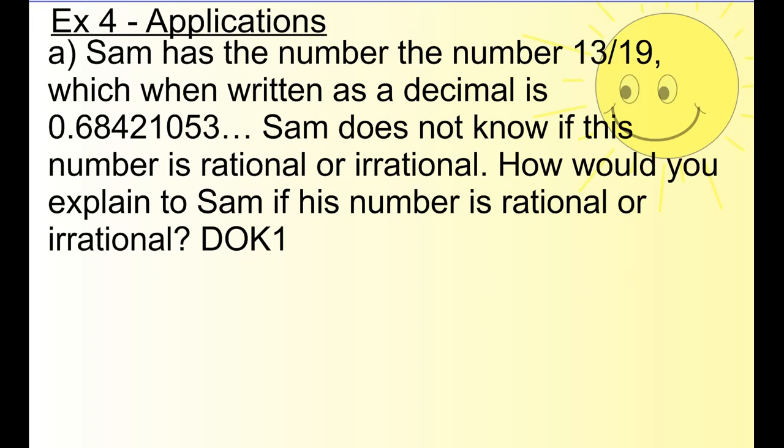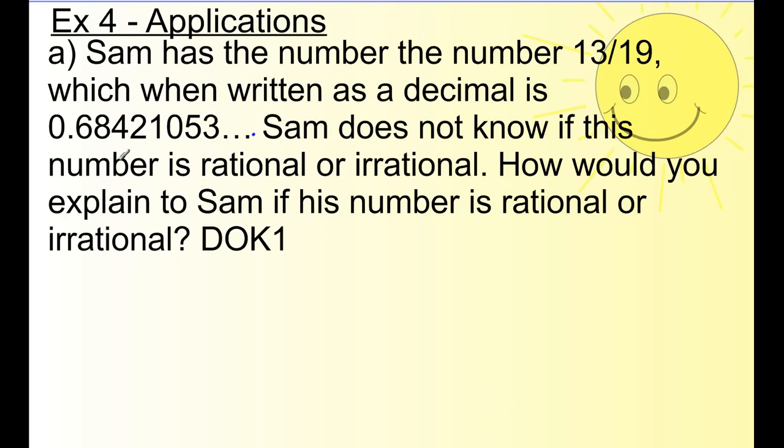Sam has the number 13/19, which when written as a decimal is that big ugly thing. Okay? Sam does not know if this number is rational or irrational. How would you explain to Sam if this number is rational or irrational?